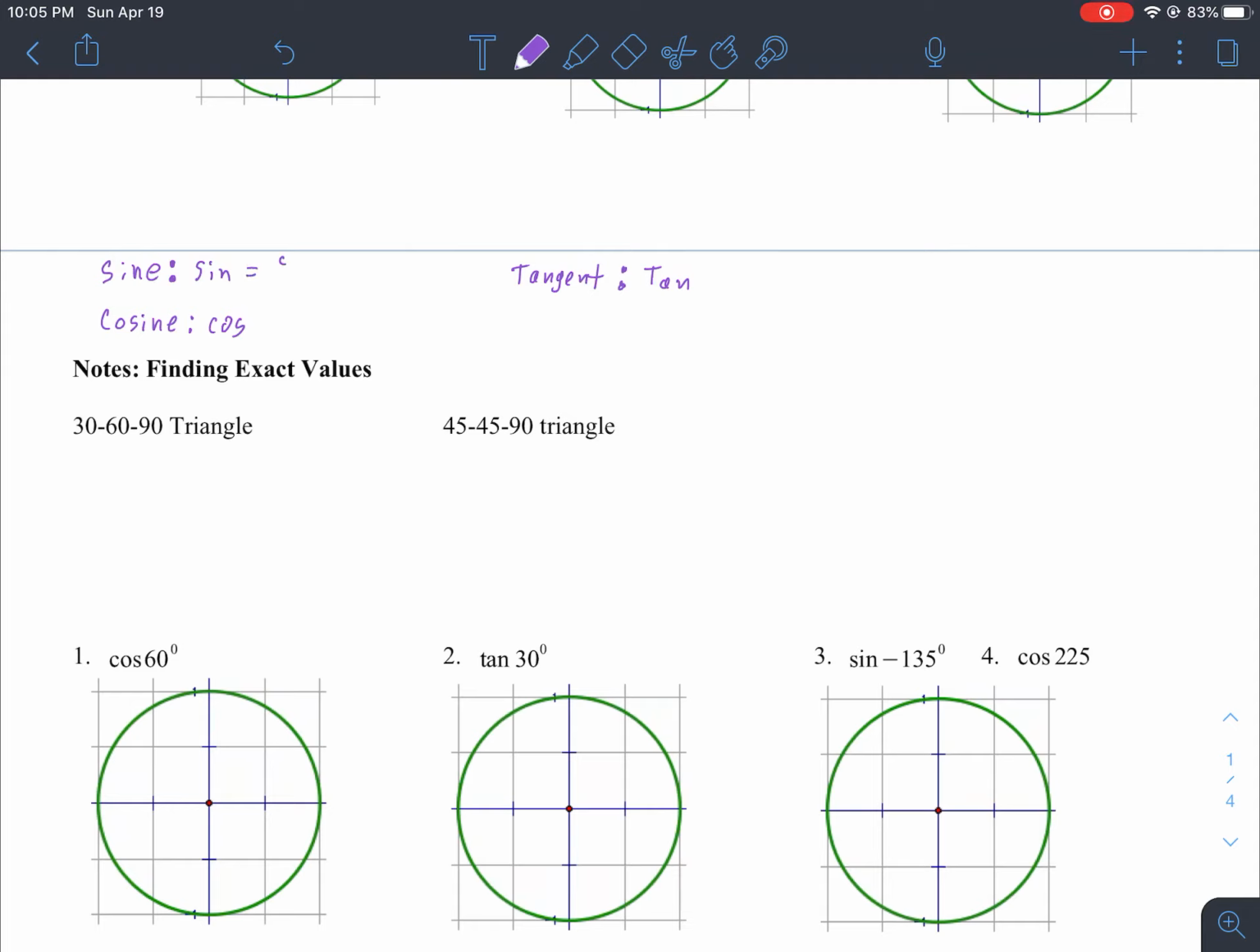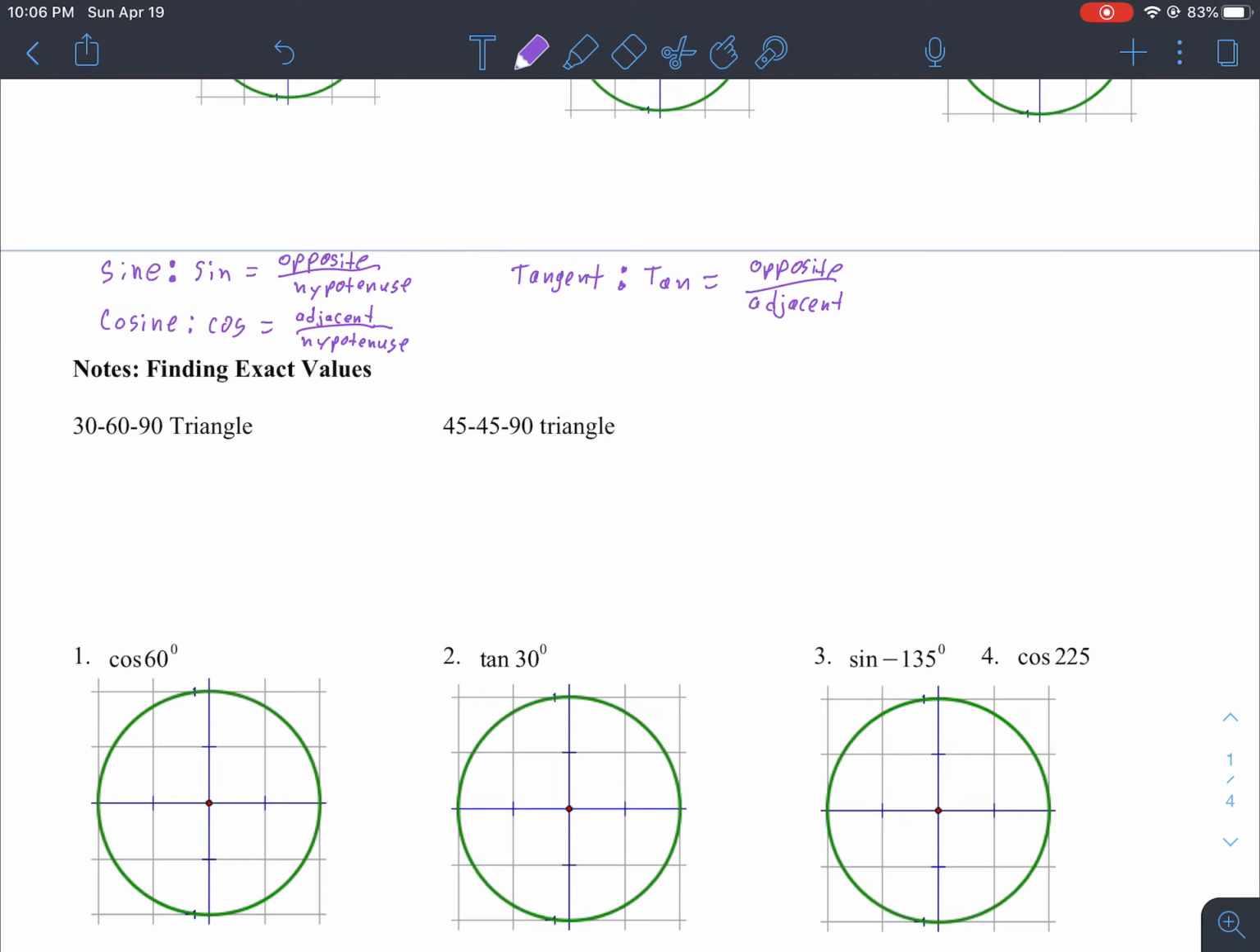The sine ratio is the opposite side divided by the hypotenuse. The cosine ratio is the adjacent divided by the hypotenuse. Tangent is the opposite side divided by the adjacent side.